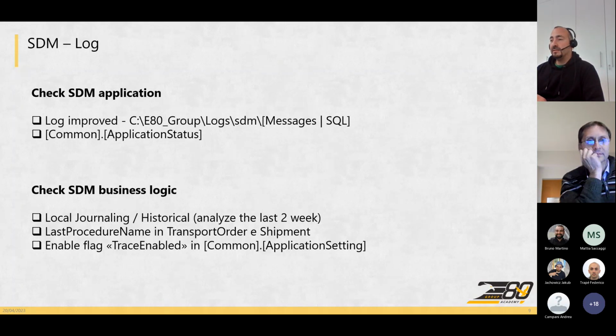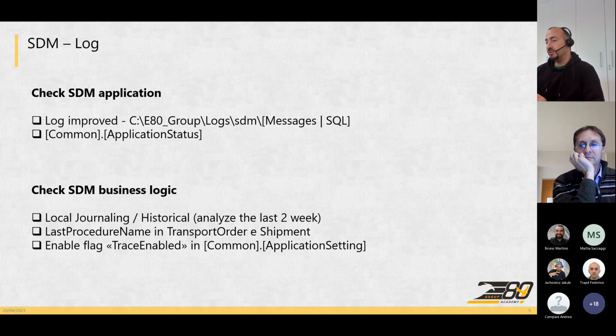And then, maybe you are more expert than me in debugging, but it's quite helpful to enable the trace enable flag in the common application setting. Of course, as you know, it is something that affects the system very deeply, and the system slows down. So you have to pay attention when enabling it. Do not enable it and forget to set it back to false.